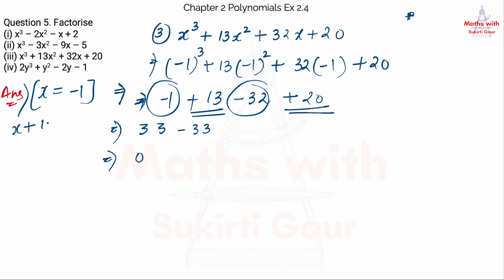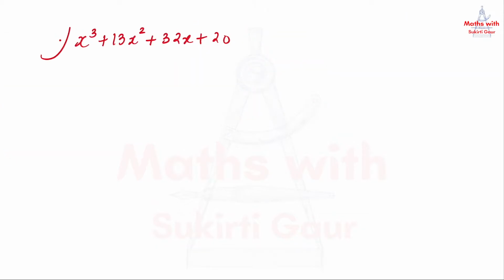Now x plus 1 will be our first factor. Now let's divide the polynomial by this factor to get the other factors. So we are going to divide it by our first factor, that is x plus 1. Let me select the other color. Here we go.